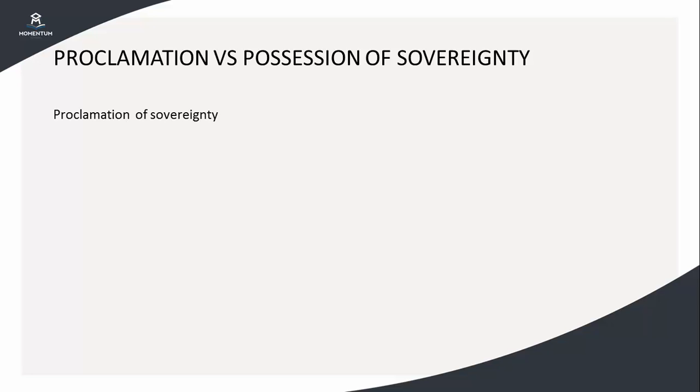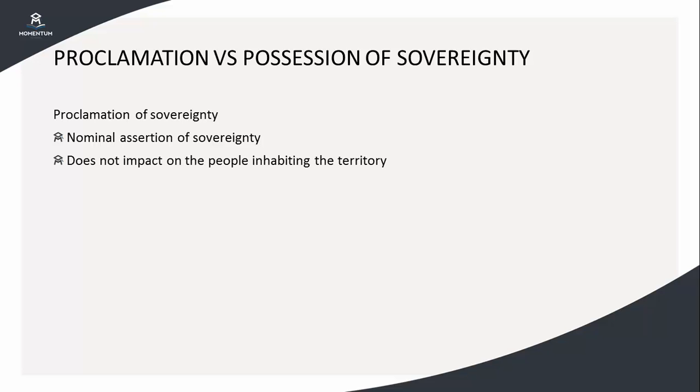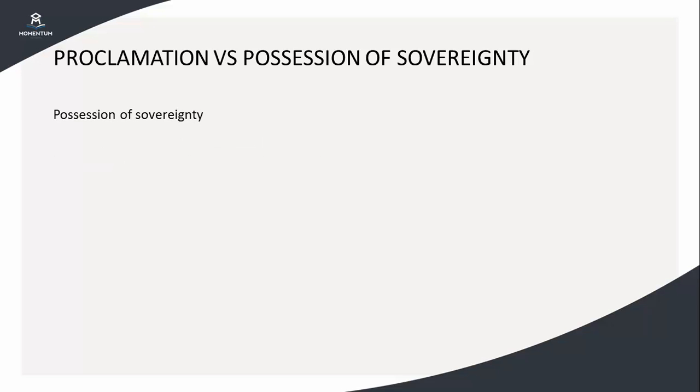Ballance distinguishes between the ideas of the proclamation and possession of sovereignty. A proclamation of sovereignty is a nominal assertion of sovereignty. It is sovereignty in name only, and does not affect the people inhabiting the territory. Ballance proposes 3 ways of measuring the movement from a proclamation to the actual acquisition of sovereignty.